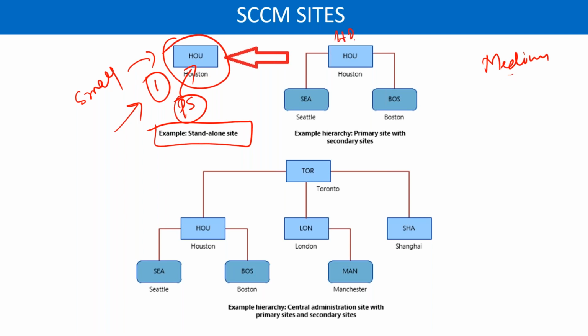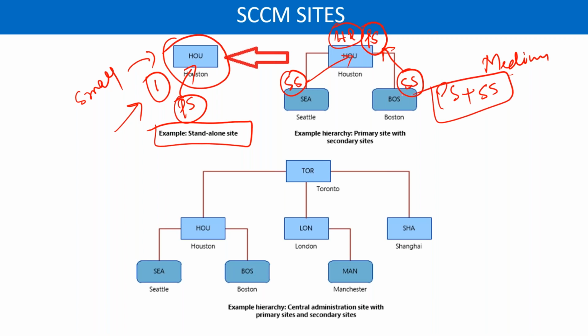You will have headquarter here in Houston, and Seattle and Boston, these are like branch offices. So what you do, you install a primary site here in the headquarter, and install a secondary site here, and install a secondary site here. So for branch offices, you install secondary sites, and at headquarter we keep the primary site. All these secondary sites will report to the primary site. So this contains your primary site plus secondary sites. Okay, this is for medium sized company.